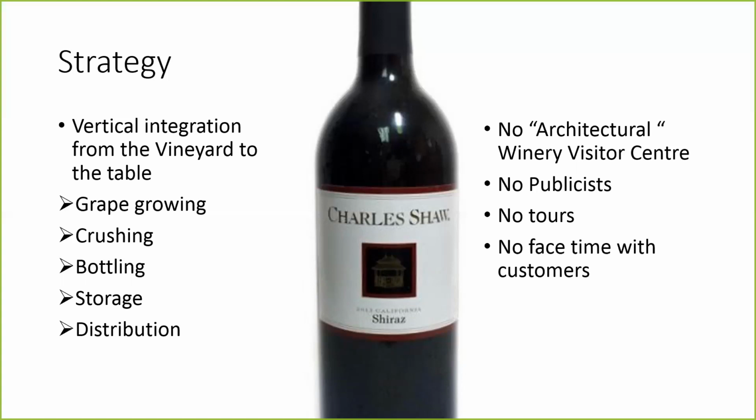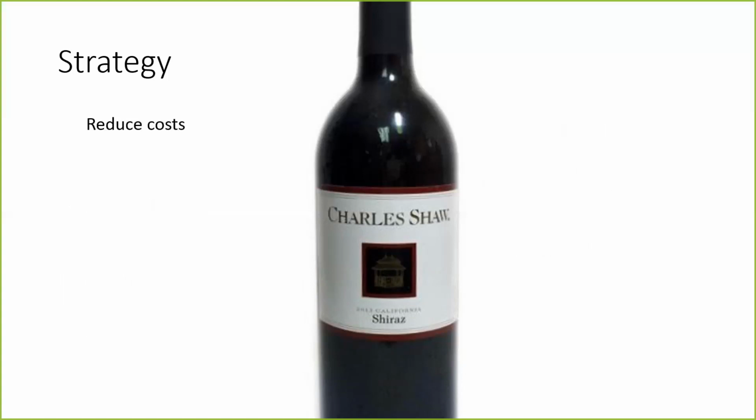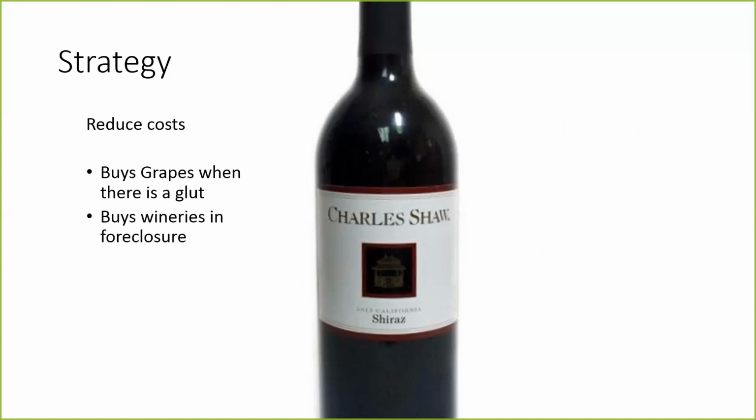So what he does is he reduces costs. So how do you reduce costs so much so that you can sell a $3 bottle of wine for a profit? Well, he has a few tricks up his sleeve. He buys grapes when there's a glut. So in other words, supply and demand. When there's greater supply and less demand, he goes in and gets it for a better price. Likewise, when wineries go into foreclosure, they're not in a position to demand a high cost. He grabs it, and by assimilation or attrition, he's been able to enlarge the vineyards that he grows from.